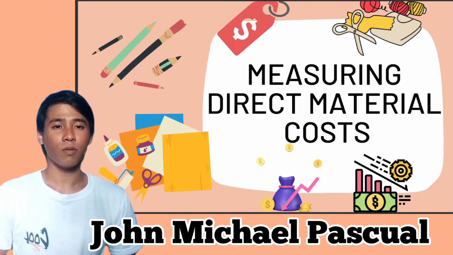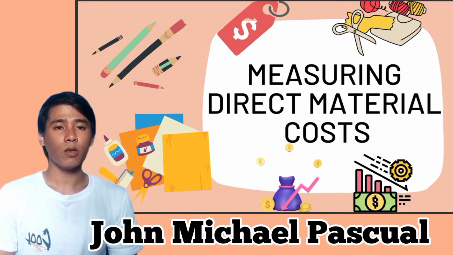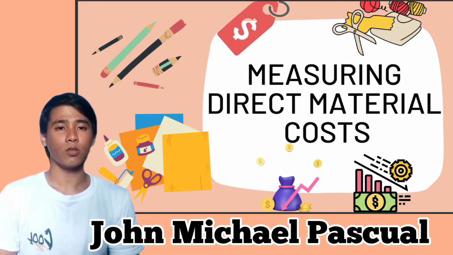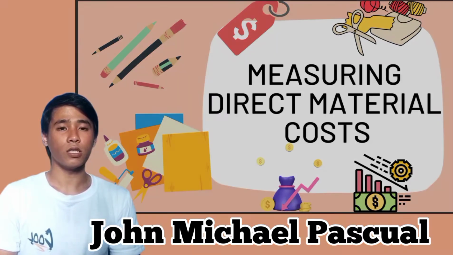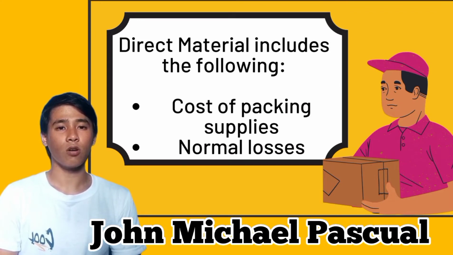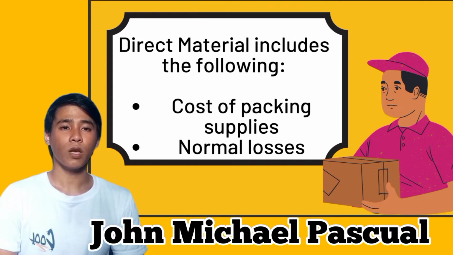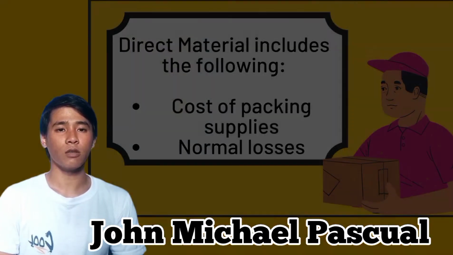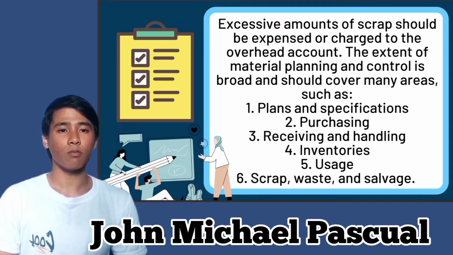The definition must be applied in a practical way, for if the material cannot be conveniently charged as direct or if it is an insignificant item of cost, it probably would be classified as indirect material and allocated with other manufacturing expenses to the product on some logical basis. Direct material also should include the cost of packing supplies necessary to deliver the goods to the customer, as well as any normal losses due to scrap, evaporation, spoilage, or shrinkage. Excessive amounts of scrap should be expensed or charged to the overhead account.